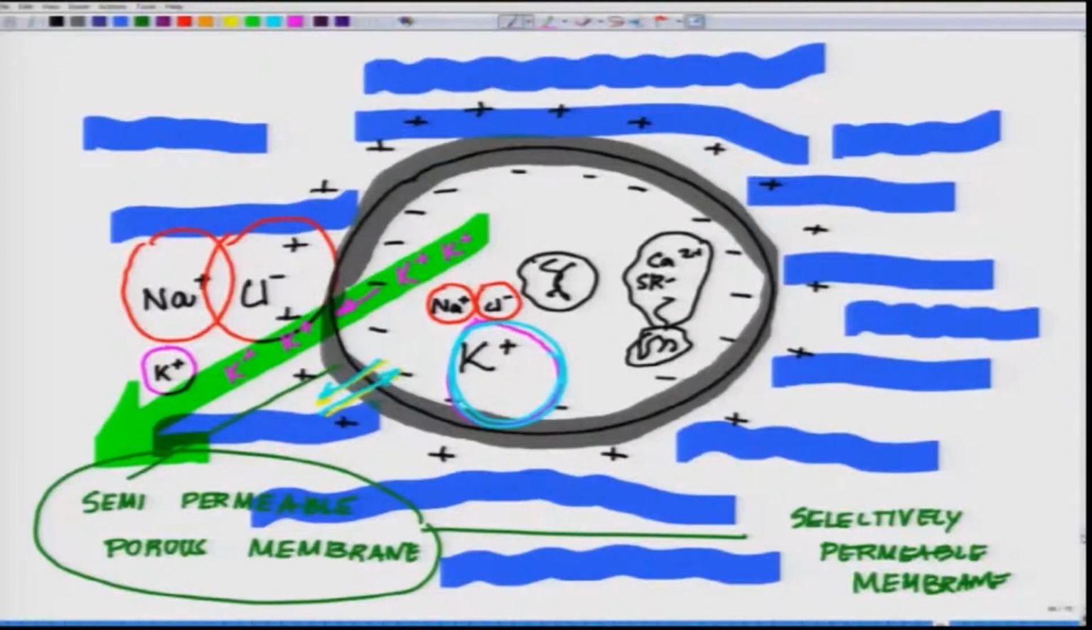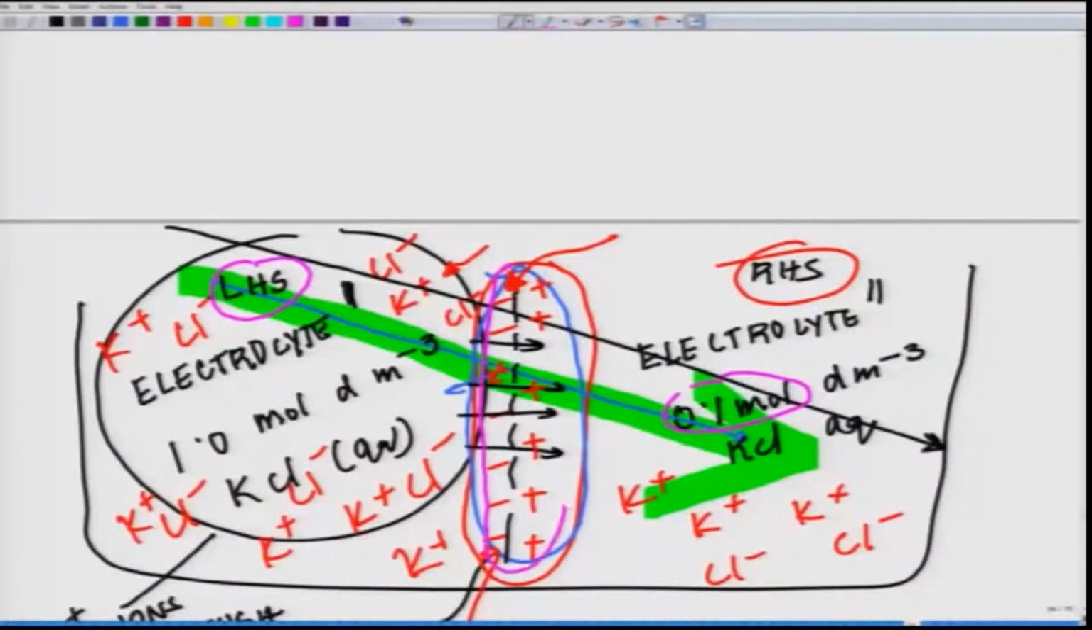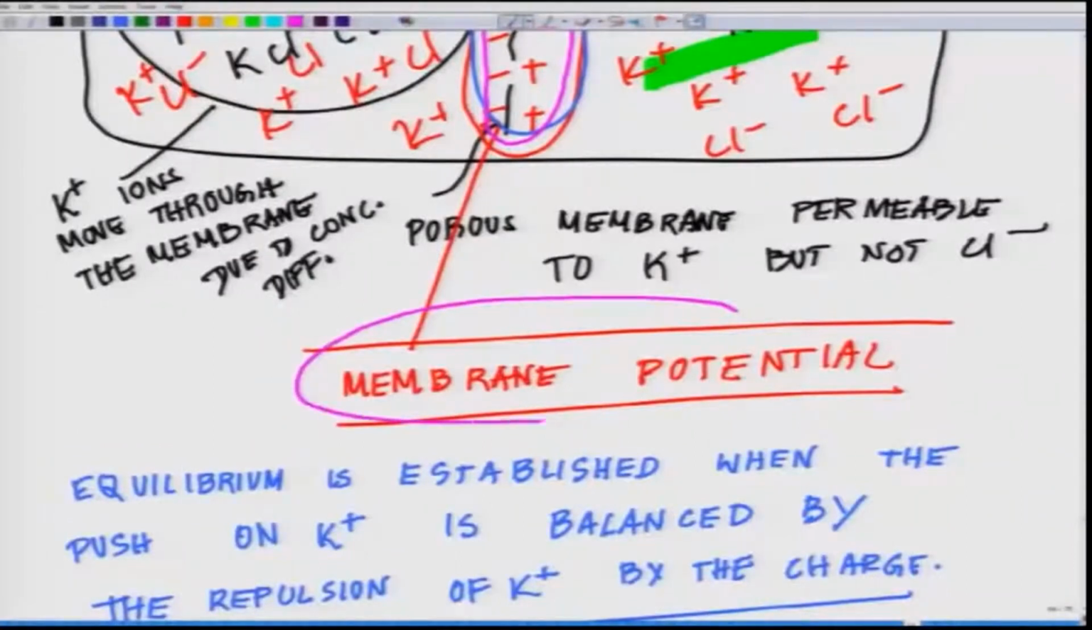If I now just put in front of you the drawing that you drew here, on your left hand side you have higher potassium chloride, and on your right hand side you have a lower potassium chloride. Both sides of course have potassium chloride. The only difference is that the potassium chloride on the left hand side has a higher concentration as compared to the right hand side, and the membrane we talked about is a semi permeable membrane which only allows potassium to migrate on both sides. So, what it led to is what we call the membrane potential.